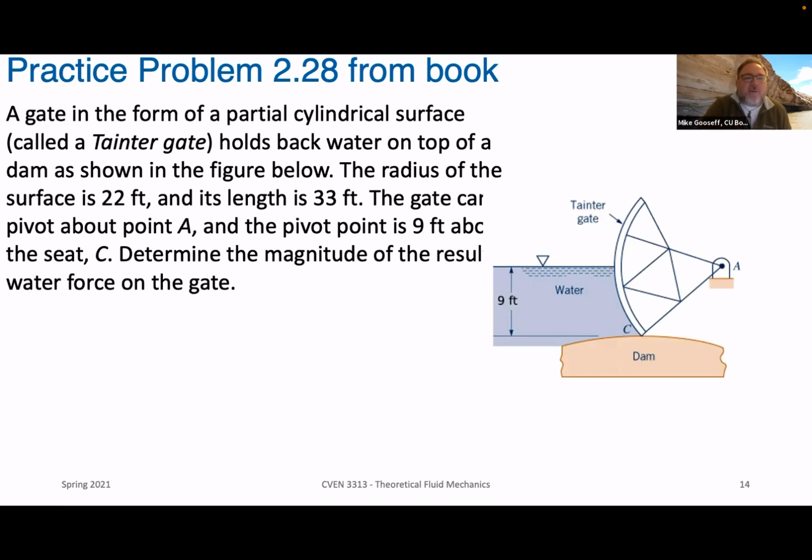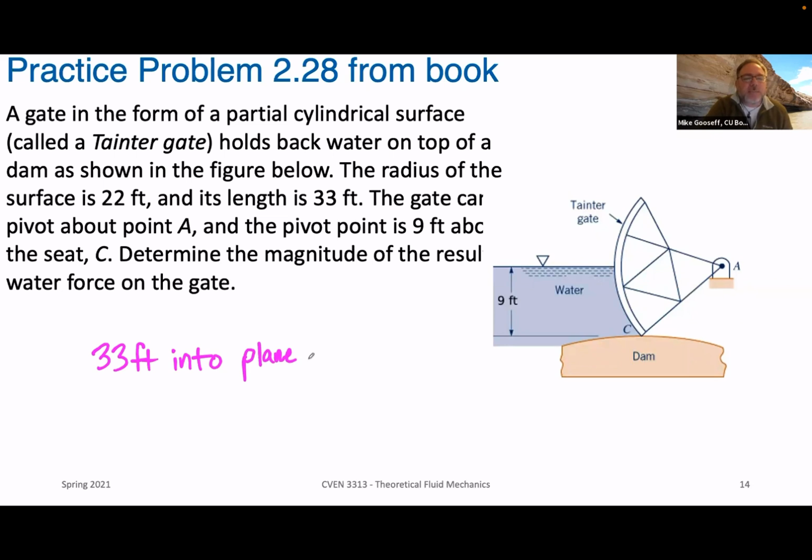A gate in the form of a partial cylindrical surface, called the Tainter Gate, holds back water on top of a dam, as shown in the figure to the side here. The radius of the surface is 22 feet, okay? And its length is 33 feet. So 33 feet goes into the plane here. We can call that the width or the length, but essentially it's into the plane, right?